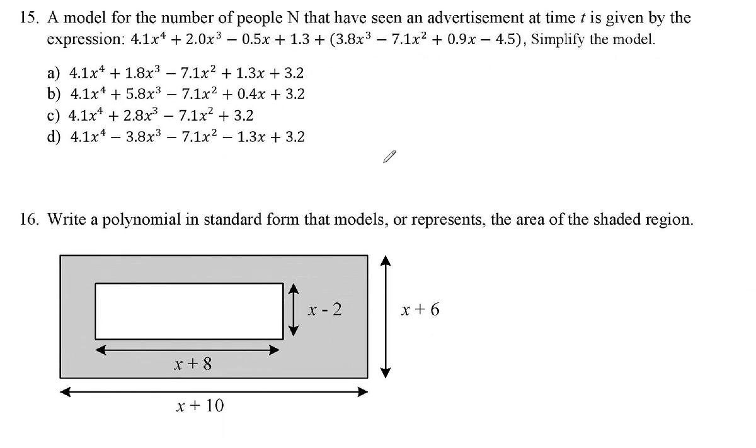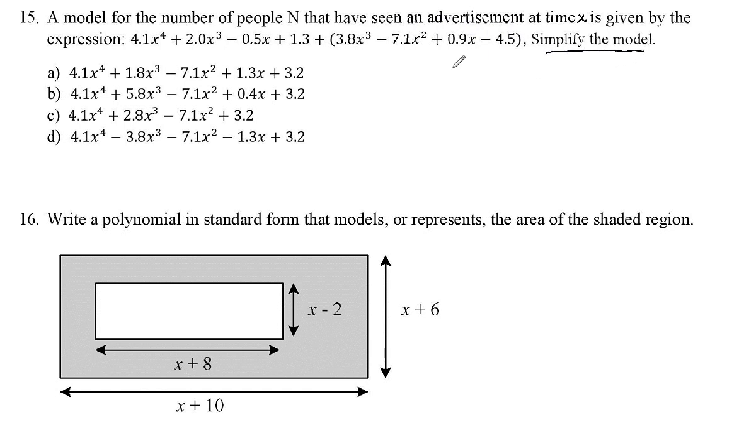And in number 15, they give us another model. So the model for the number of people n that have seen a particular advertisement at time t is given by this expression. Well, actually, I guess that should be time x since the expression is in x. So at time x is given by 4.1 x to the 4th plus 2.0 x cubed minus 0.5x plus 1.3 plus 3.8 x cubed minus 7.1 x squared plus 0.9x minus 4.5. And they say simplify the model.